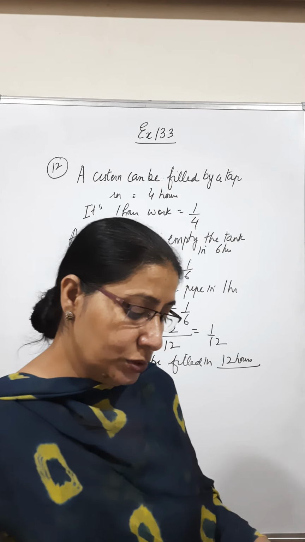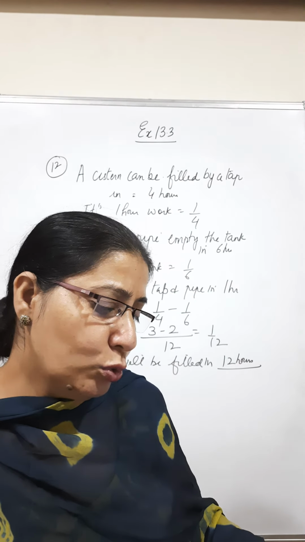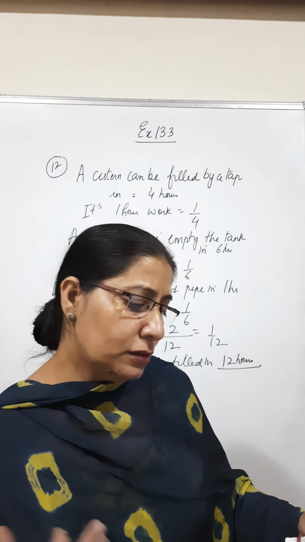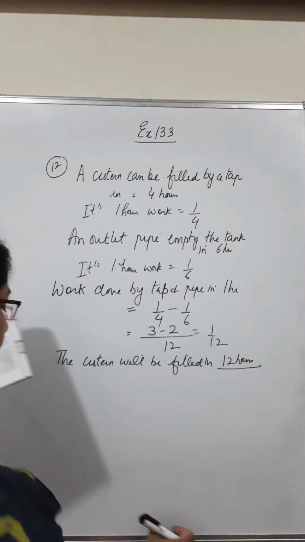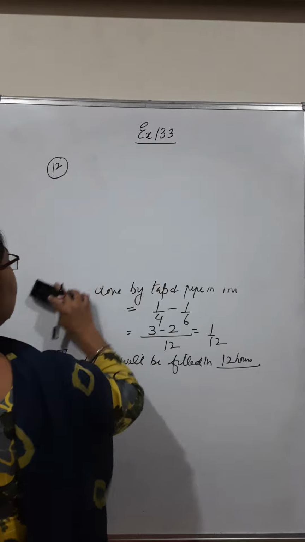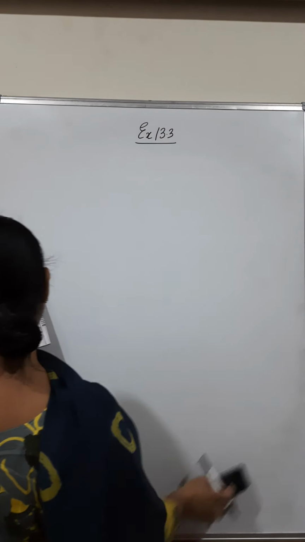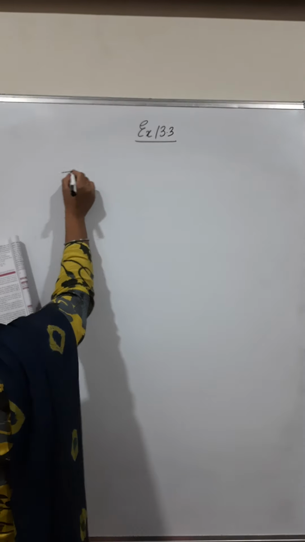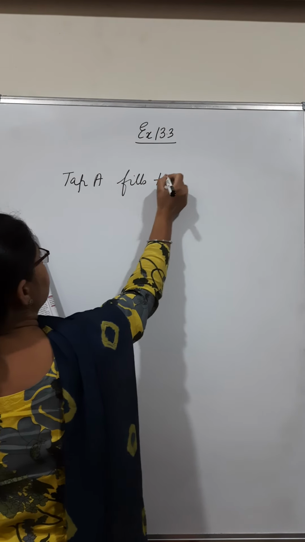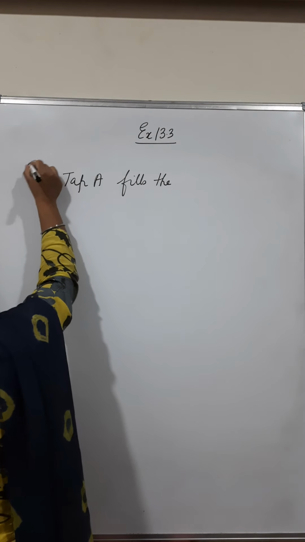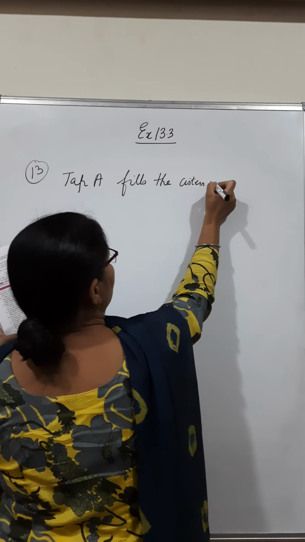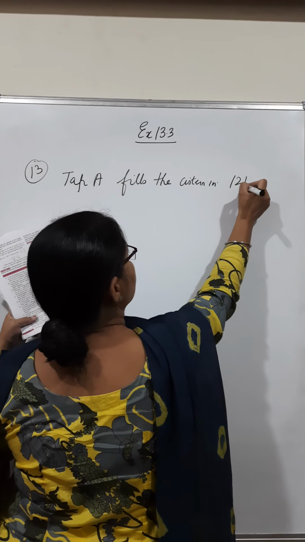Same way in the 13th question. A cistern can be filled by 2 taps A and B in 12 hours and 16 hours. A full cistern can be emptied by a third tap in 8 hours. Now here what is happening? 2 are filling it and 1 is emptying it. So what is happening? Tap A fills the cistern in how much time? 12 hours.